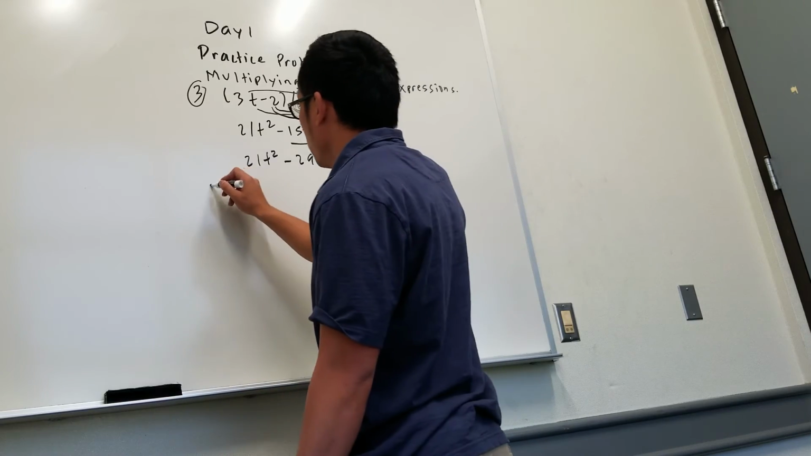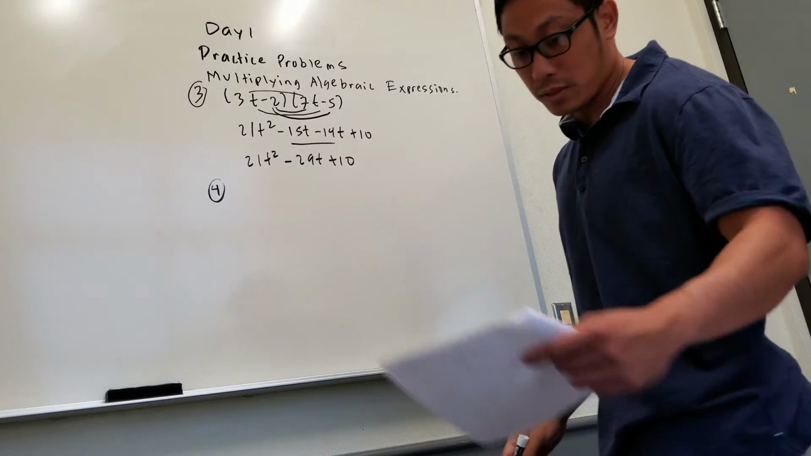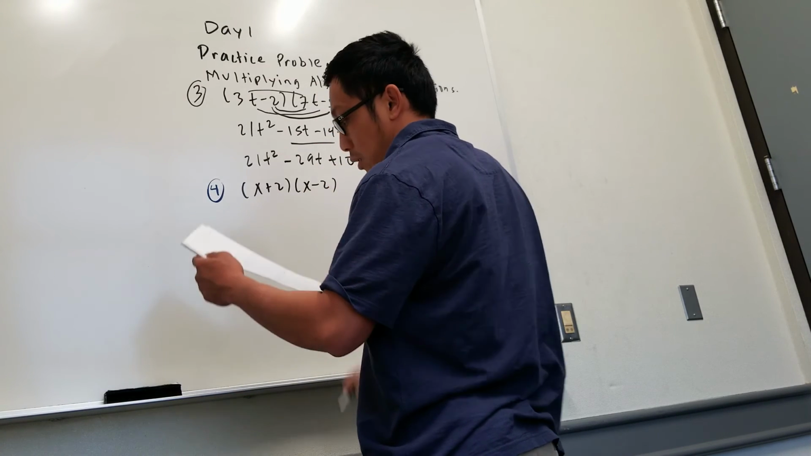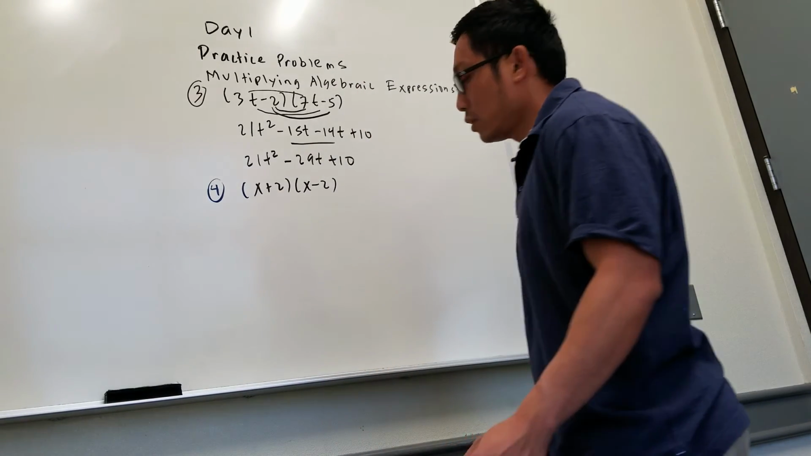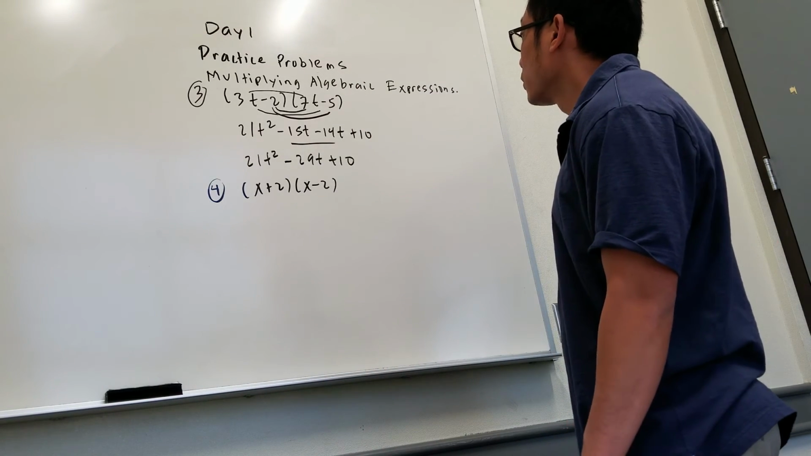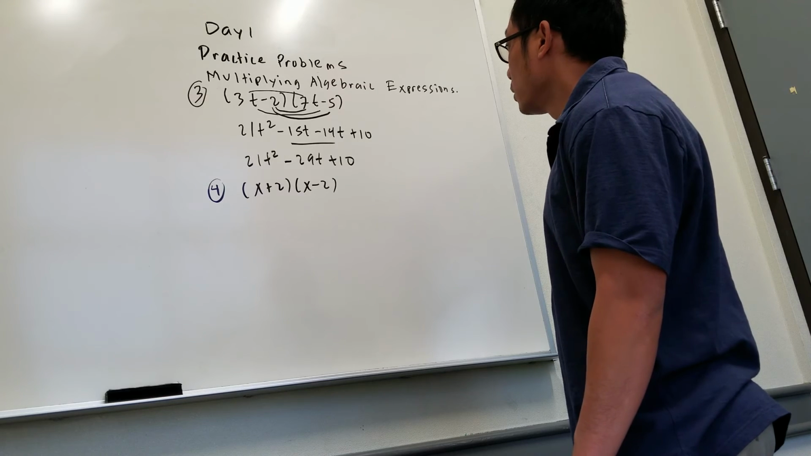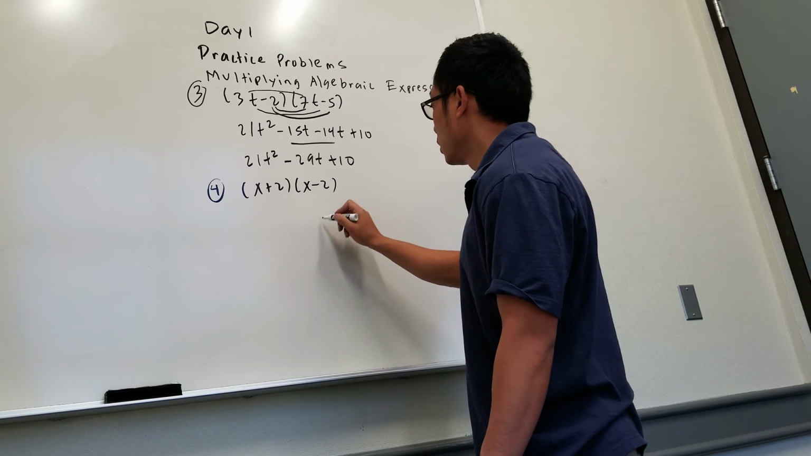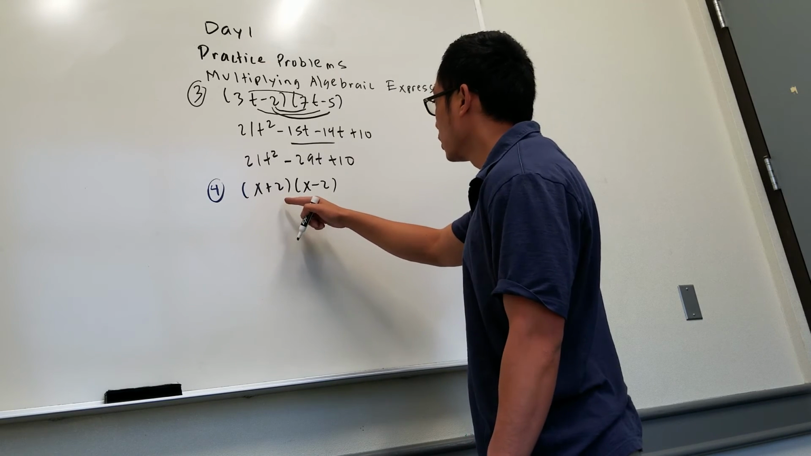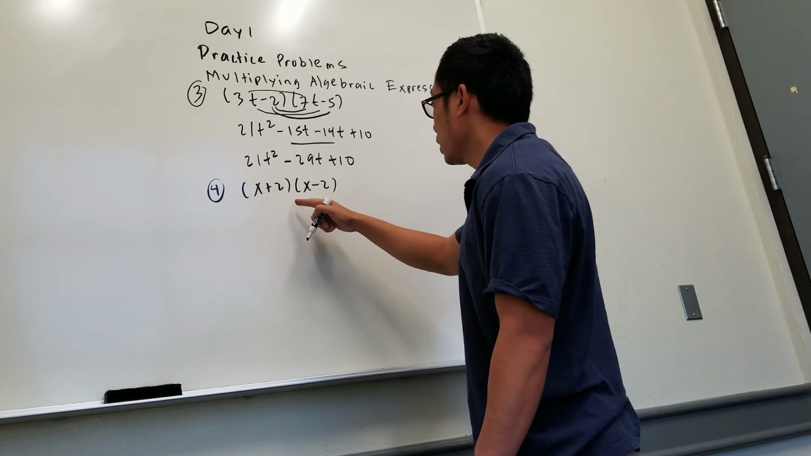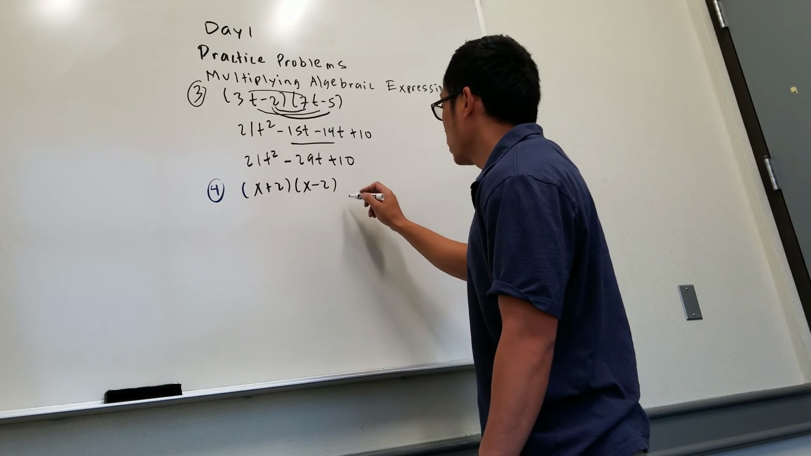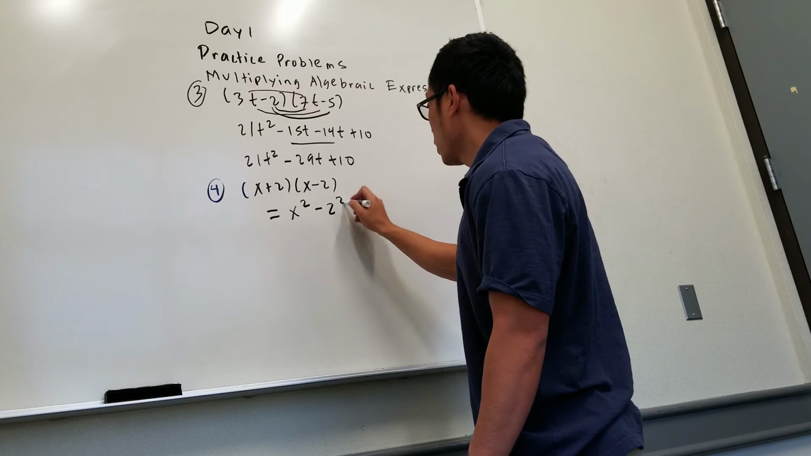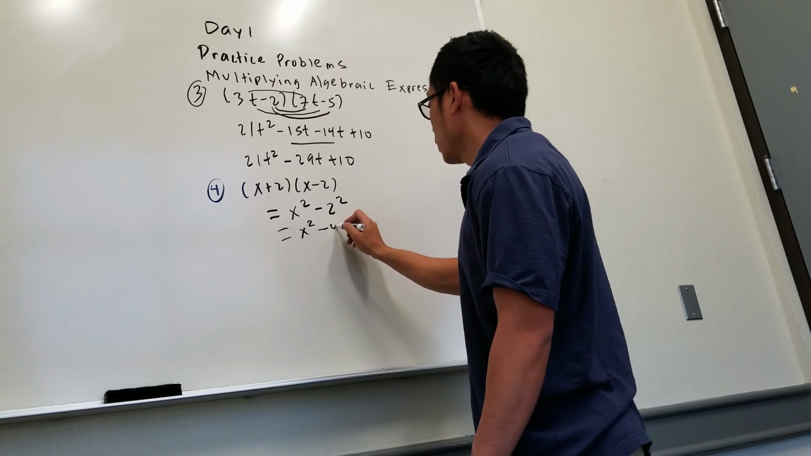So number 4, we are still multiplying algebraic expressions, but try to do it the shortcut method using the formulas that we did earlier. So using the shortcut method, right? What is a? In this case, a is equal to x. And then what is b? It's equal to 2, not negative 2. So you have a squared minus b squared. So in this case, you get x squared minus 2 squared. If you simplify this, you have x squared minus 4.